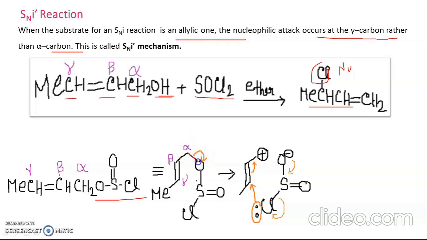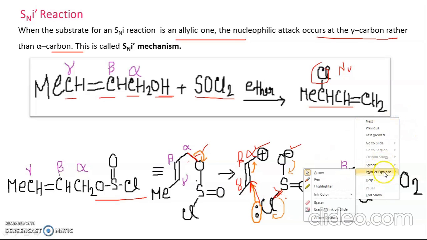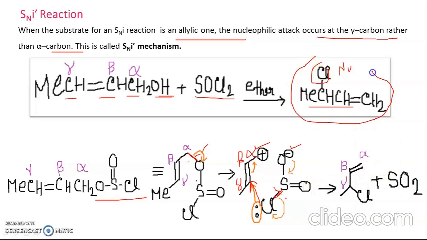Now the bond between the alpha carbon and oxygen will be broken. So there will be a positive charge, and a negative charge over oxygen, and the chloro-sulfur bond will be broken, and the lone pair over chlorine attacks here. So this is actually our gamma carbon, this is beta, this is alpha. So this is our final product. If you look carefully, the product that is written in the problem is actually the same. These two are the same, isn't it? So here the attack is taking place at the gamma carbon, not at the alpha carbon. So that is the SNi prime mechanism.